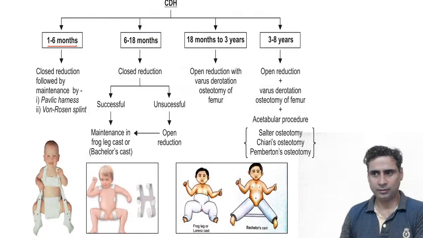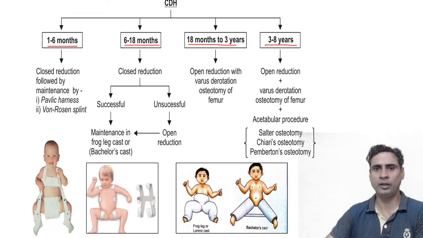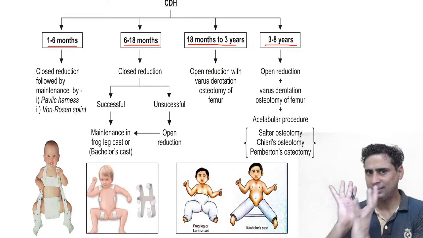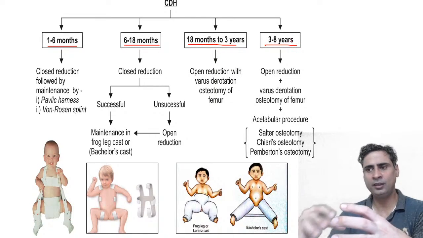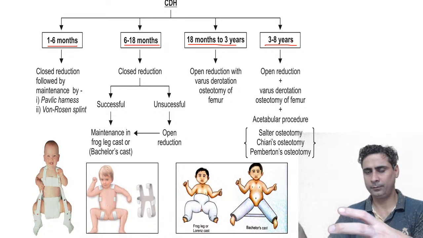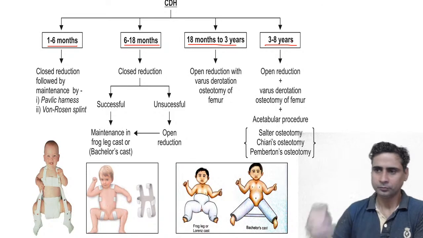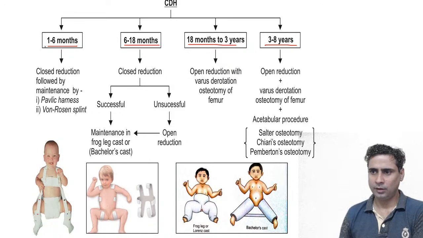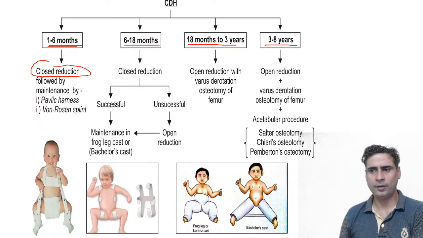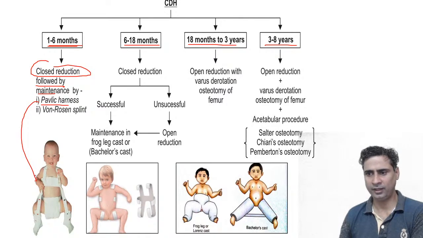First is 1 to 6 months, second is 6 to 18 months, third is 18 months to 3 years, and last is 3 to 8 years. If you just remember this age group, it is very easy to remember the treatment. Okay, you just remember the age group. So first age group, 1 to 6 months, closed reduction of the hip joint followed by maintenance of that reduction either in a Pavlik harness, this is the Pavlik harness which is preferred, or in a von Rosen splint.